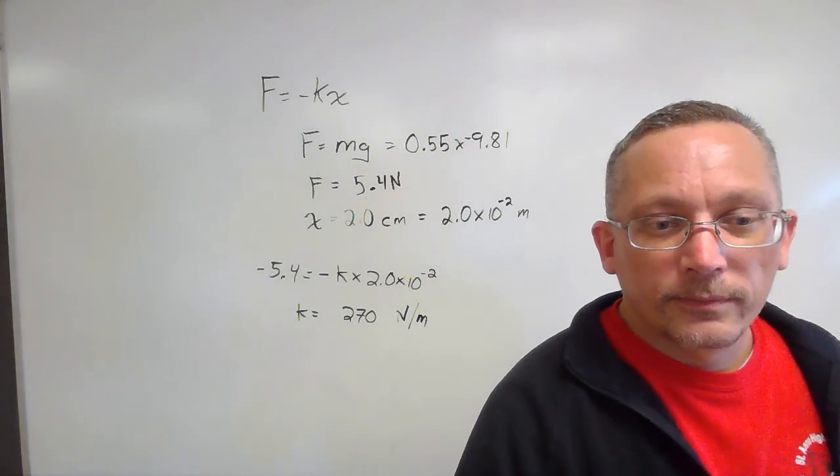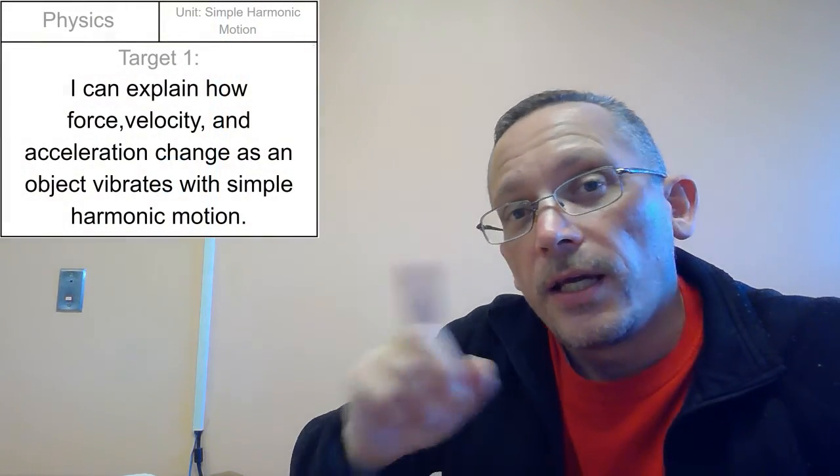So there we go. There's a little bit about Hooke's law, much simpler than some of the stuff that we were doing, especially towards the end of the last unit. From here, after talking about Hooke's law, next time we'll talk about pendulums. Beyond that, we'll talk about waves, and then sound, and then light, and lots of periodic kind of things. So hopefully this helps us be able to explain how force, velocity, and acceleration change as an object vibrates with simple harmonic motion. So until next time, take it easy.